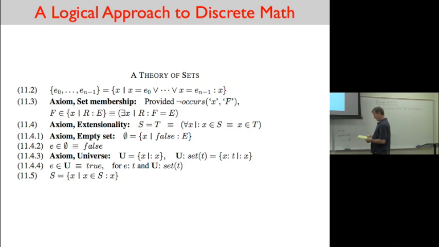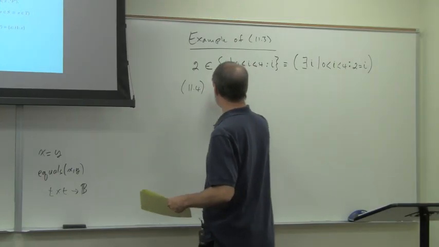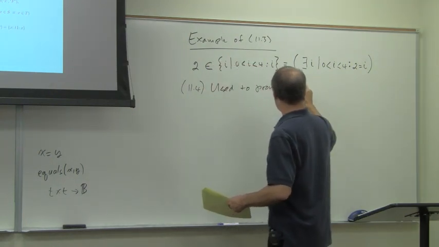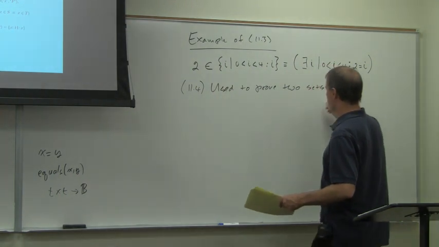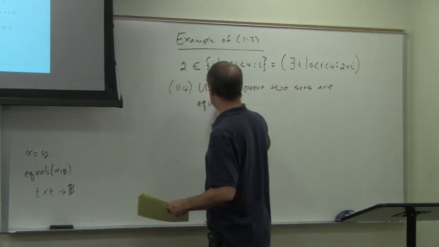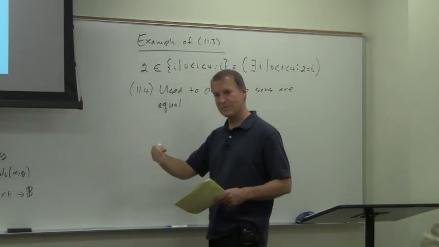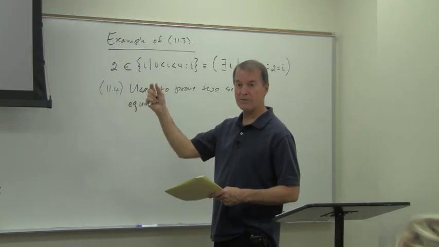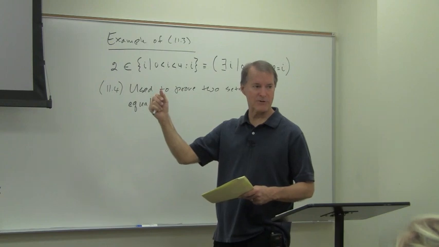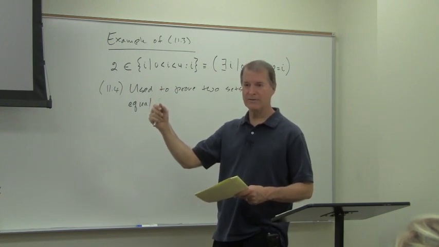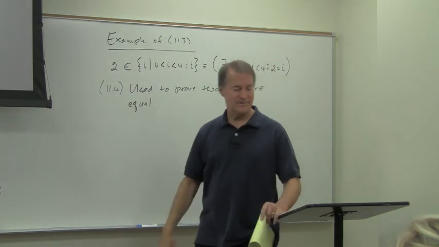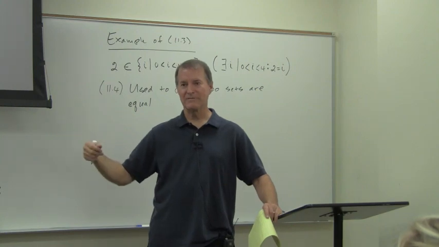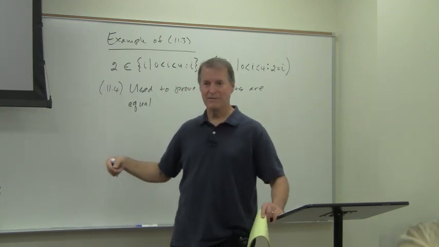So, 11.4, extensionality, is used to prove two sets are equal. And doesn't that make sense? By definition, if x is in one, then it has to be in the other. If it's not in the first, it can't be in the second. So that's by a mutual implication. You remember mutual implication for equivalence? P implies Q and Q implies P. If P, then Q. Are you with me? Okay.